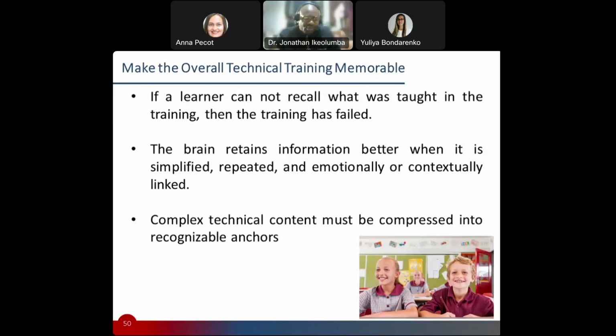The whole goal around the training, much more technical training, is that the learner should be able to recall what was taught. A way to make sure that you factor this in terms of the overall experience being memorable, is to always recall that the brain is very good at retaining things that are simplified. I've said so. The brain is very good in making sure that it retains things that it can emotionally connect with or contextually relate to. Things that are repeated, right?